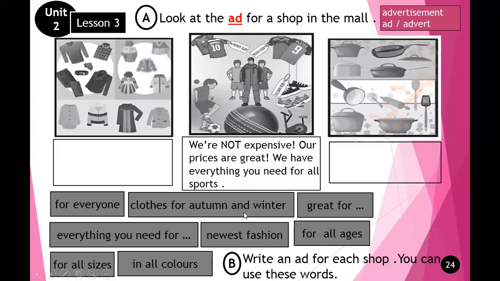Clothes for autumn and winter. Clothes for autumn, here the N is silent, the N after M is silent. Clothes for autumn and winter. Great for. Everything you need for. And then we should complete.